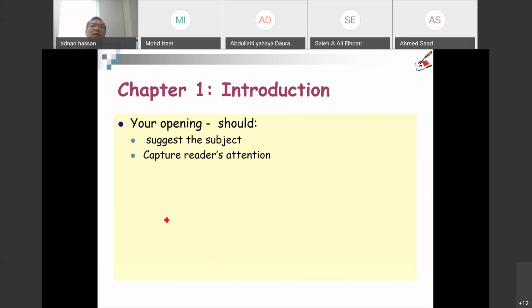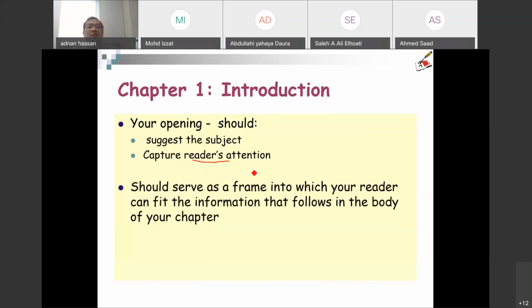Chapter one should have an opening. You need to capture the reader's attention. This is the purpose of chapter one. You want to capture the attention, so it must be something that is not so heavy, something more general. It should serve as a frame into which your reader can fit the information that follows in the body of your chapter.